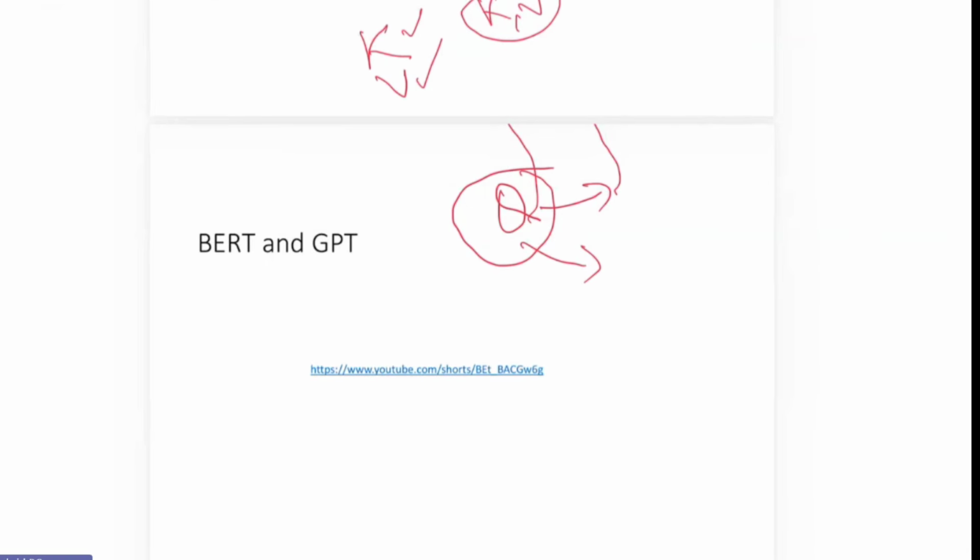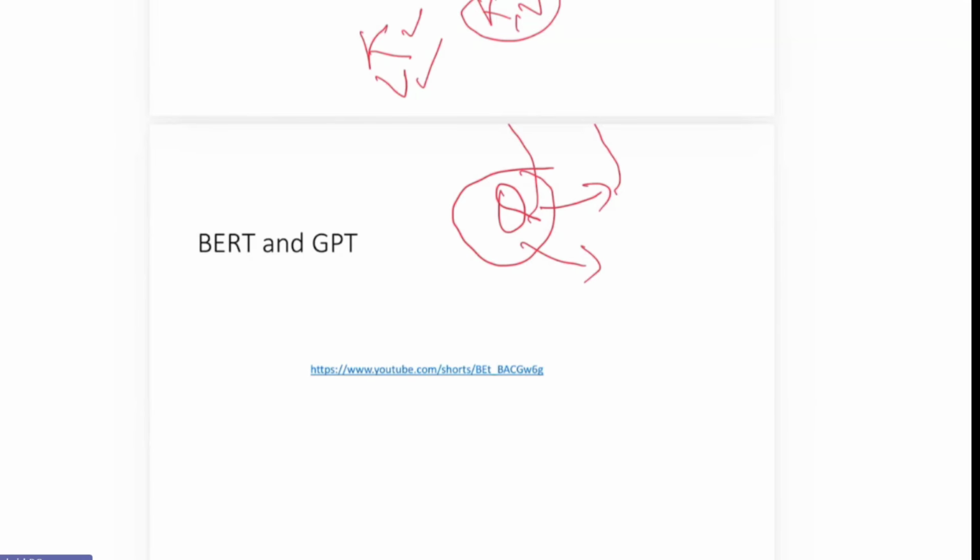Again, if you're interested, go and watch it, this BERT and GPT. These are just variants of the transformer, and whatever we have discussed, these two architectures are using almost all those components that we have seen. So this is not a separate thing, it's just a variant of the transformer.